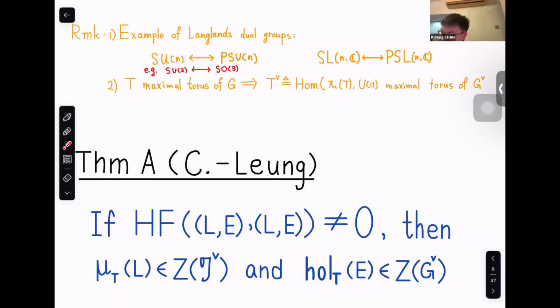Similarly, it also makes sense to say that the moment map value is in the center of the Lie algebra of G check. Moreover, for the Lie algebra part, there is a simple description. The moment map value being contained in the center of the Lie algebra of G check is equivalent to saying that the moment map value is fixed by the Weyl group. So for the Lie algebra part, the theorem says that the moment map value is fixed by the Weyl group. Any questions? Or I will give you an example.